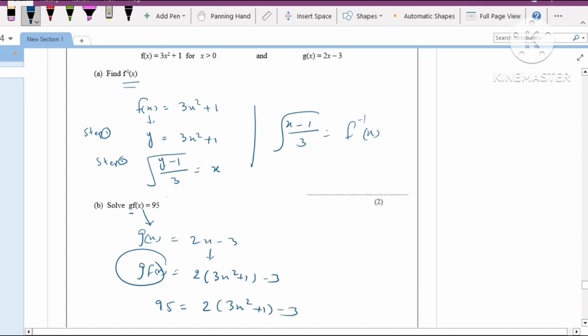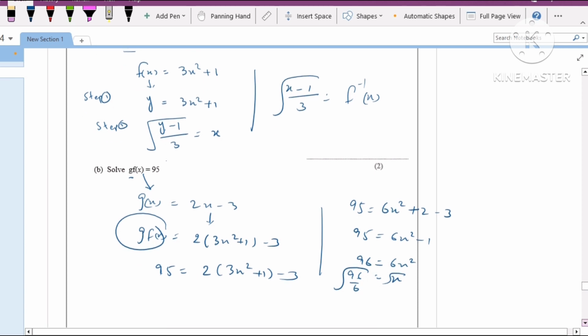Expand the bracket. 95 is equal to 3 times 2 is 6x squared plus 2 minus 3. 95 is equal to 6x squared minus 1. This minus 1 becomes plus here. Then 96 divided by 6, and take the square root. That's it. This is the answer for part B.